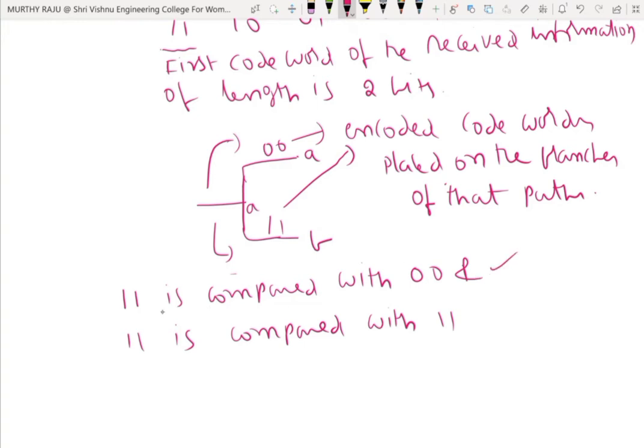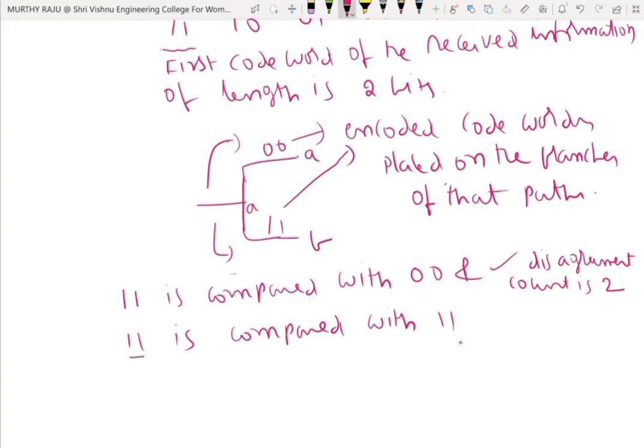See this one, 1 is compared with 0 0. The disagreement is there. The disagreement count is 2 here, because the first bit here is 1 and the first bit of the encoded code word is 0, and the second bit here is 1 and the second bit of the encoded code word is 0. Some discrepancy is there between 1 and 0 0, therefore the disagreement count is 2.